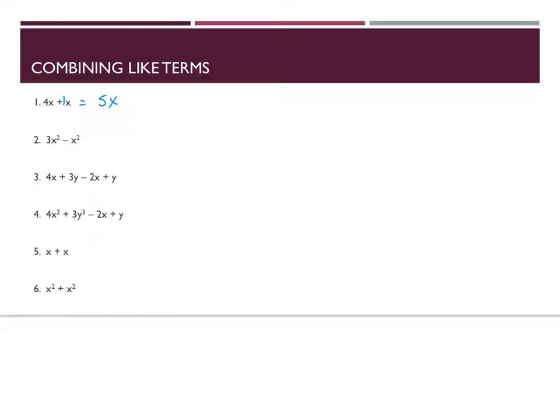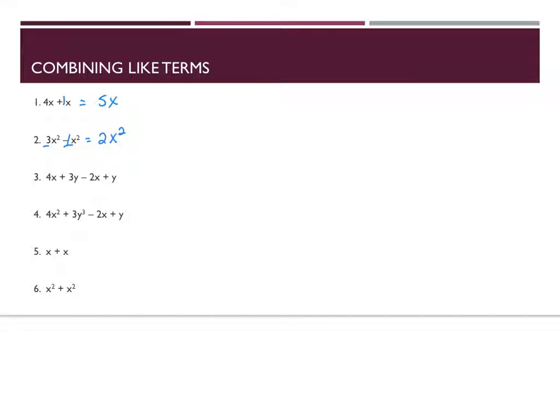3x squared taken away 2x squared, I can combine those. Those are like terms because they both have an x squared. I do that by combining the coefficients. 3 minus 2 equals 1, and then I keep the x squared intact.